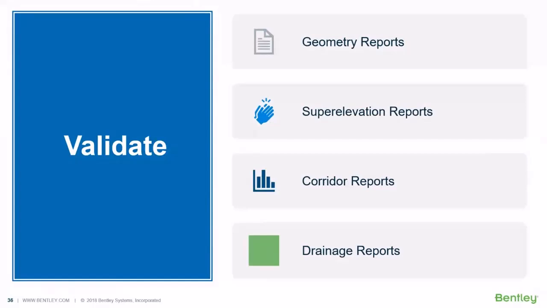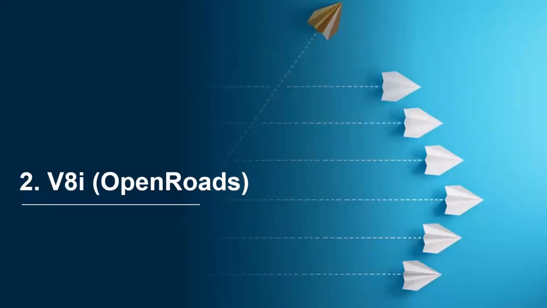Finally, remember your best practice. You can go back and regenerate these reports inside of OpenRoads, your geometry, terrain, superelevation, corridor, drainage, whatever the case may be. You can compare them to those reports from the originating version and make sure that everything came across okay. All right, that's a V8i with non-OpenRoads data.